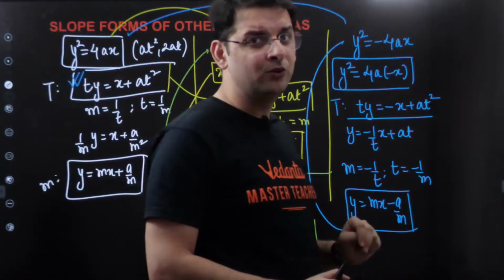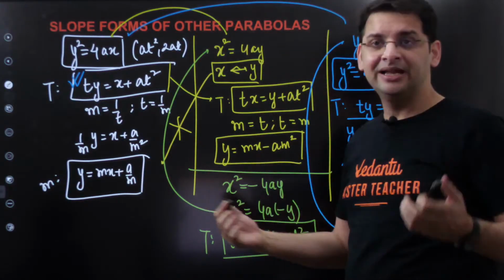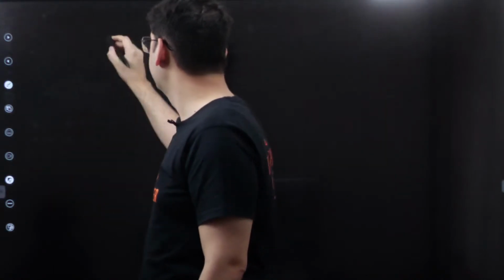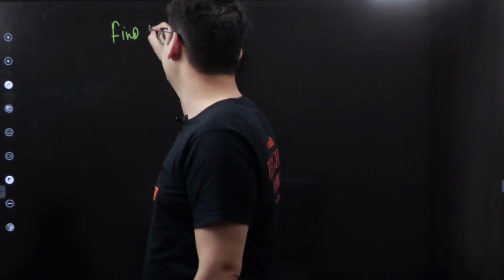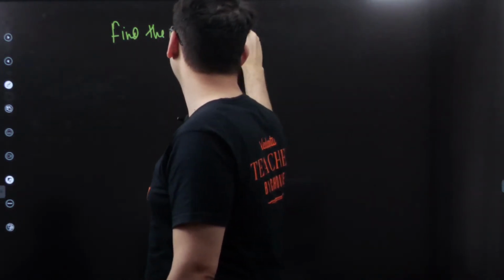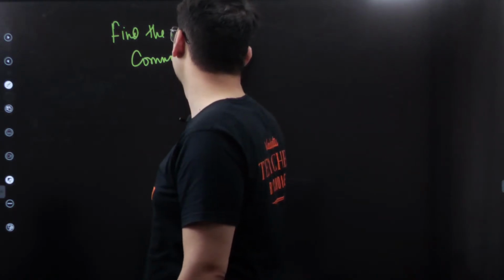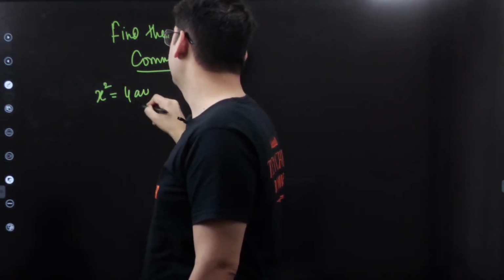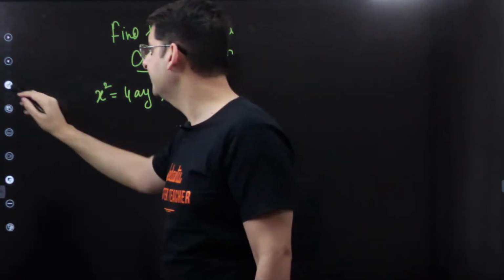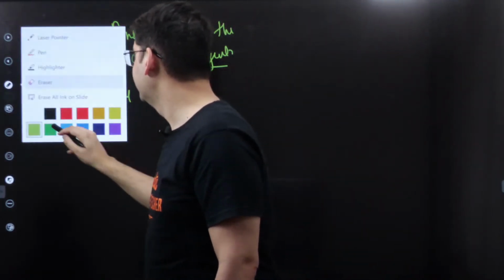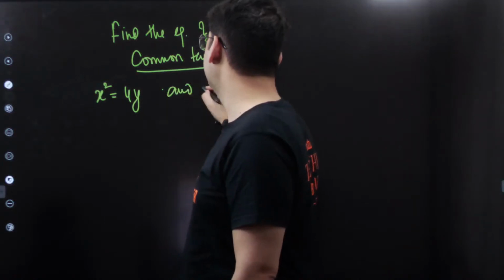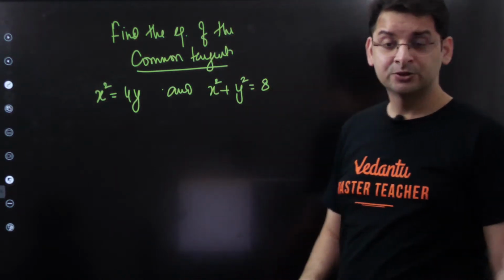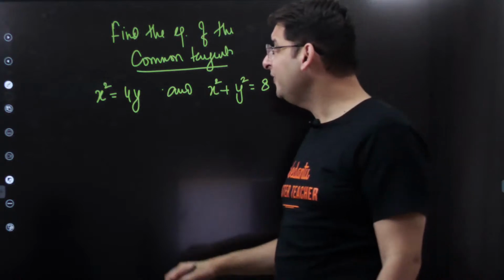Also, the second application of slope form is common tangents. So again, if I say, find the equation of the common tangents to the curves x square is equal to 4y, or maybe this circle x square plus y square is equal to 8. So these are two curves, right? So how do we find the common tangent?